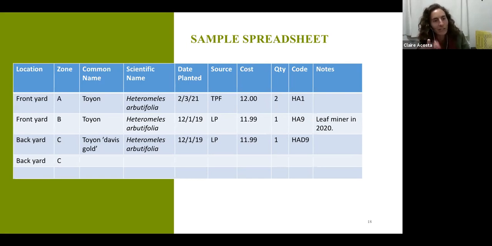So here we have a location, like the front yard or backyard, and the zoning, which is super helpful. This could relate to the hydrozone, or however your irrigation system is divided, or you can zone it north, south, east, west, or by corner, however you want to zone your garden. It's especially helpful when communicating with crew or other people about the garden.